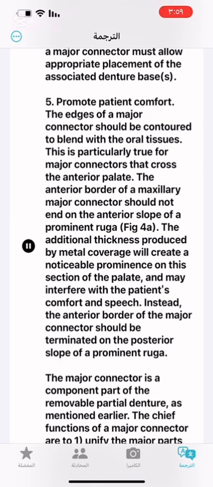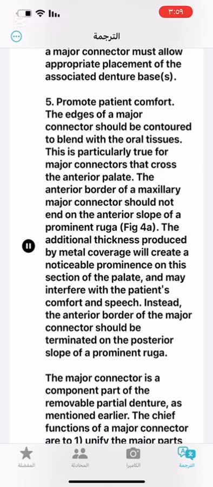Major connectors. A major connector is the component of the partial denture that connects the parts of the prosthesis located on one side of the arch with those on the opposite side. There are several designs for the maxillary and mandibular major connector, and each serves certain purposes.